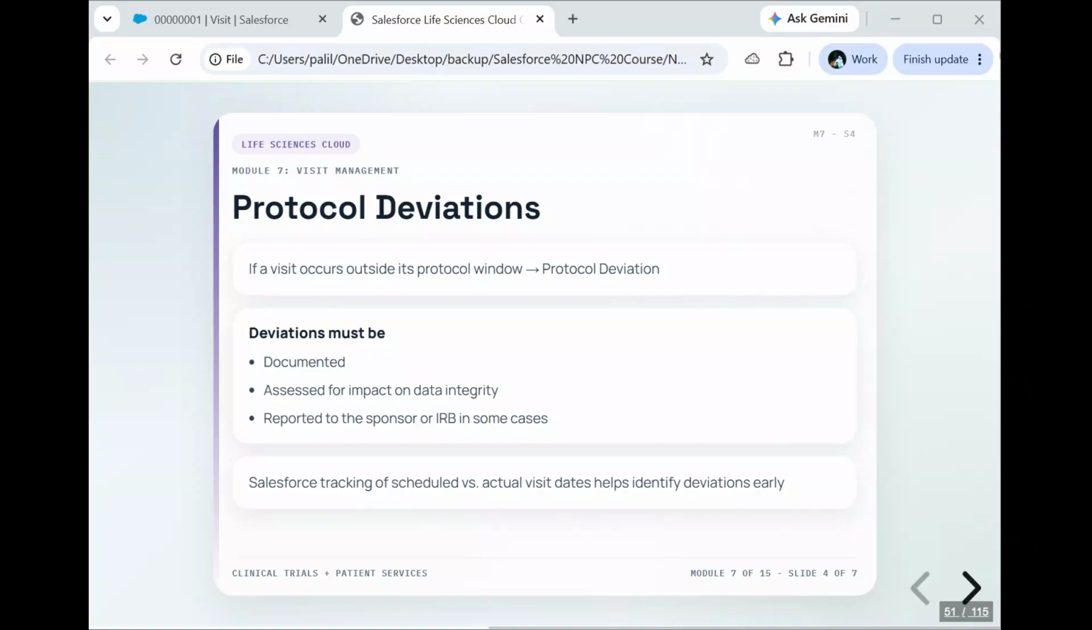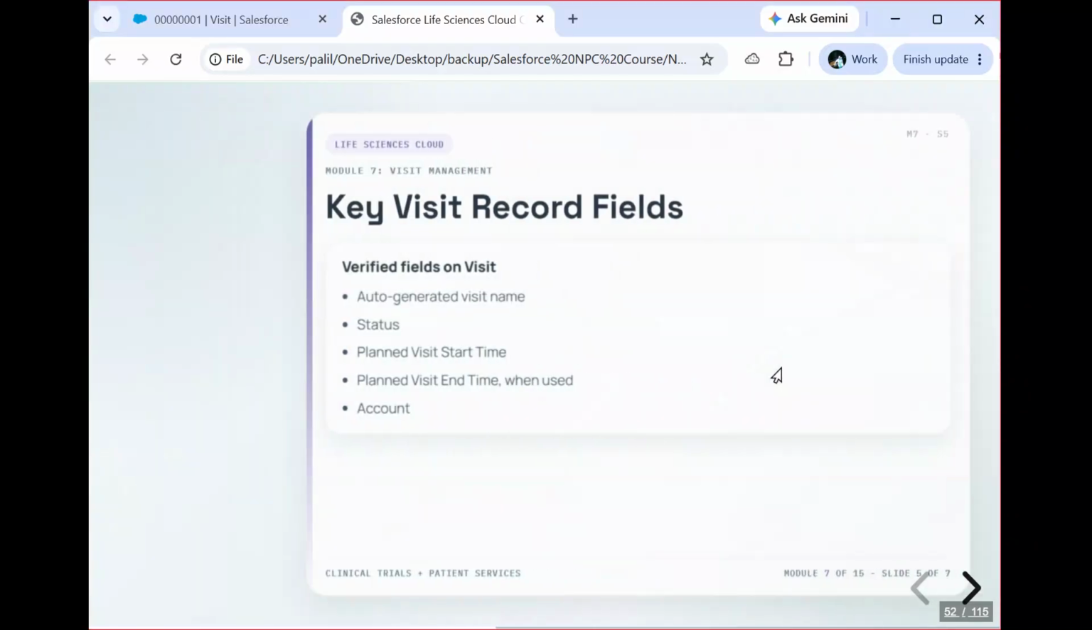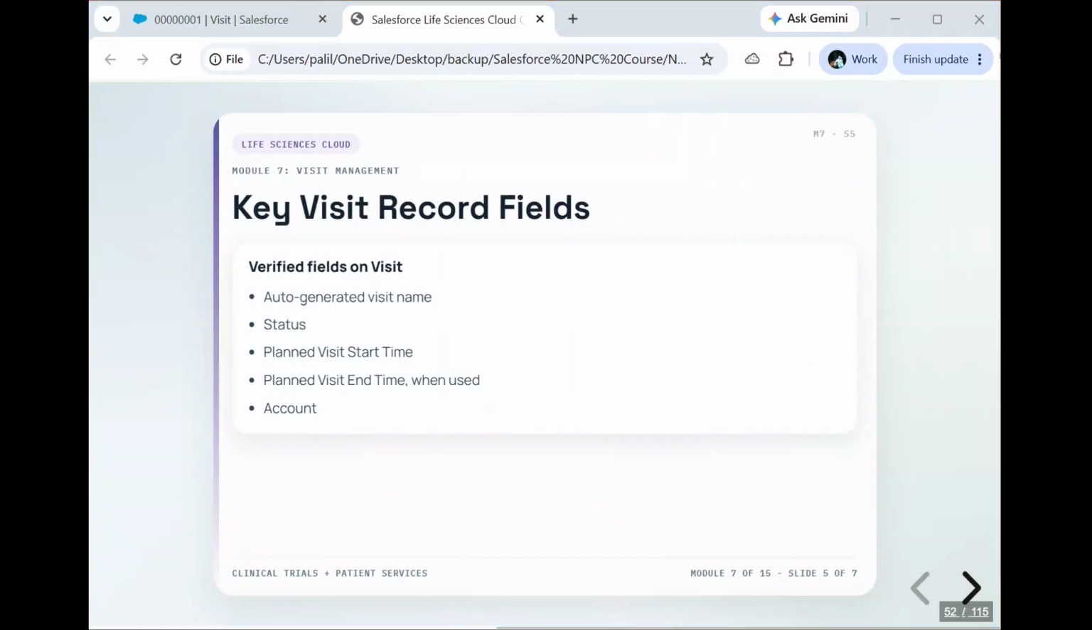Even without a dedicated division, the visit records still let us explain the concept well. Schedule versus actual timing gives the team the raw information they need to spot and document protocol variance. The visit records are intentionally lightweight, so I will focus on visit name, status, plan start time, and the linked account. Now let's look at one of the records in Salesforce.